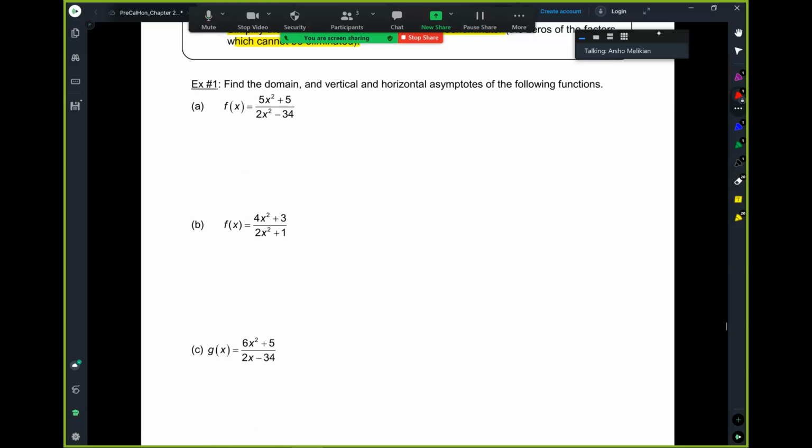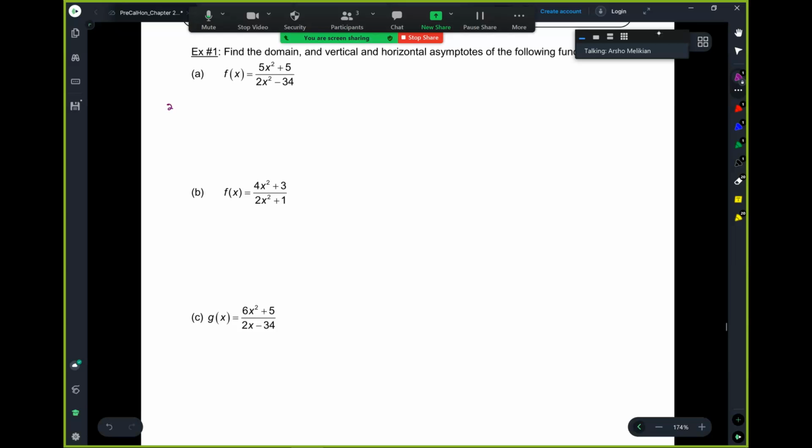All right, so for the next few problems, let's just put all this into practice. We want to find the domain, the vertical and the horizontal asymptotes of these functions. Okay, so the first thing you should do is see if there is any benefit to factoring these polynomial functions on the top and the bottom. By that I mean, are you able to factor and cancel anything out? If not, then you don't have to.